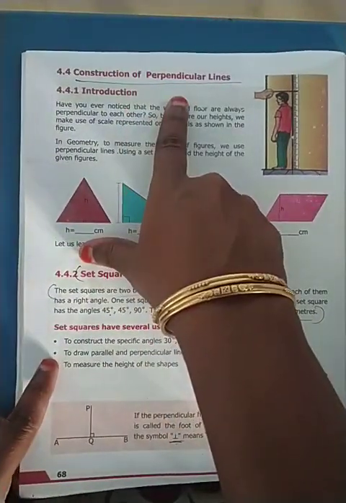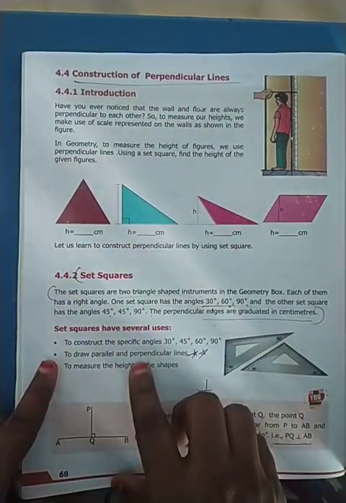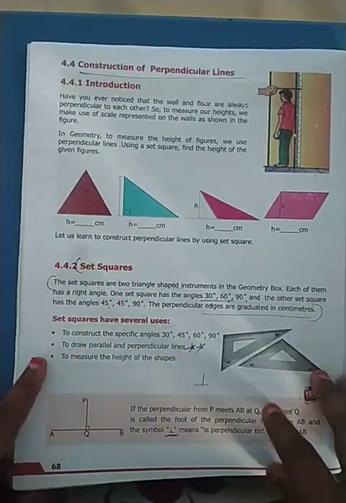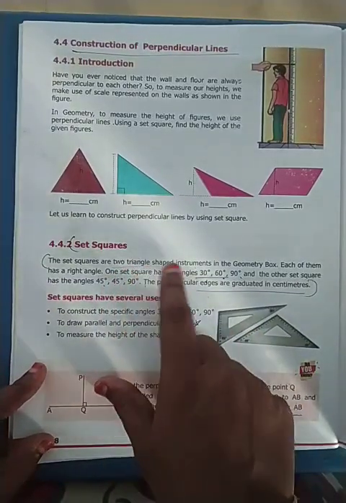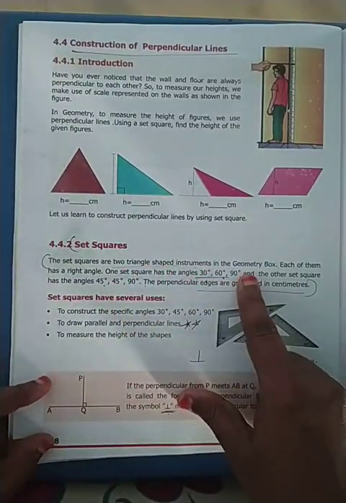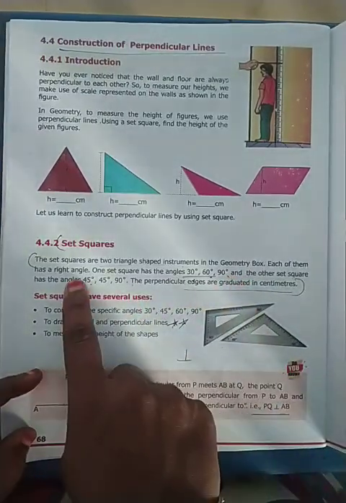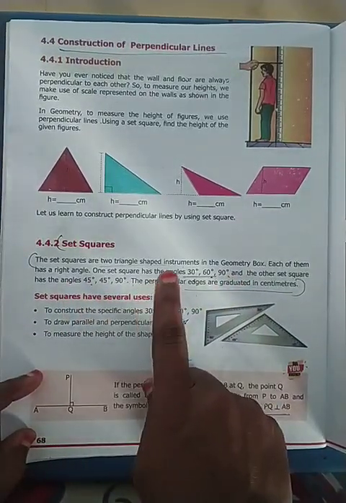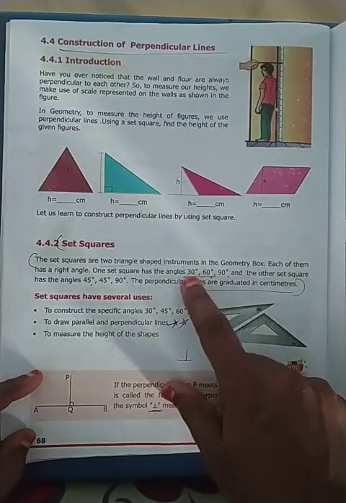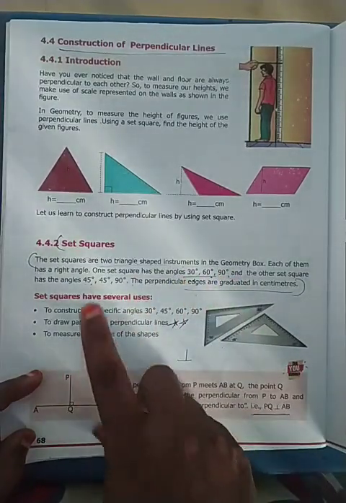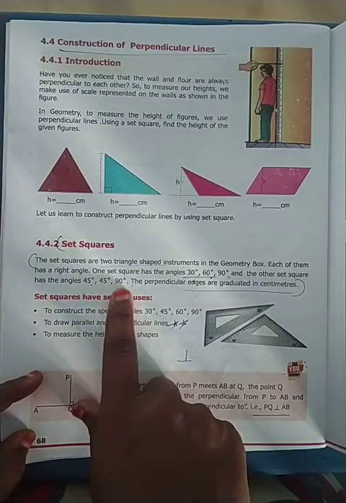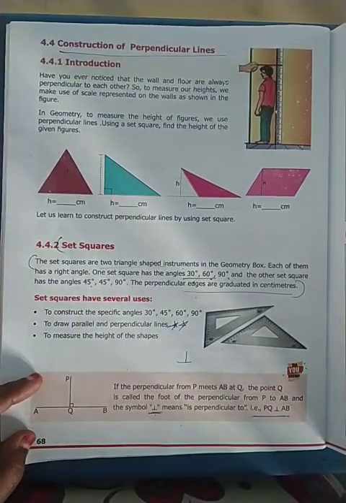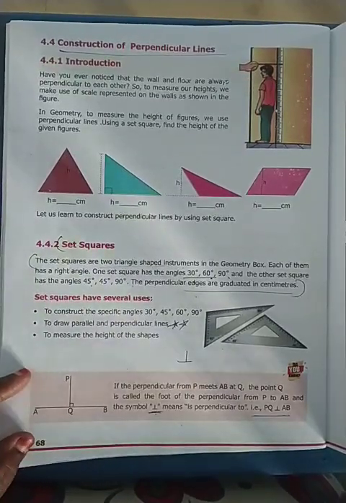In the next topic, we saw the construction of perpendicular lines. How did we construct the perpendicular lines? We constructed with the help of the set square. So what is a set square? It is two triangle-shaped instruments in the geometry box. Each of them will have a right angle. One set square has angles of 30, 60, 90, and the other one has 45 degrees, 45 degrees and 90 degrees.